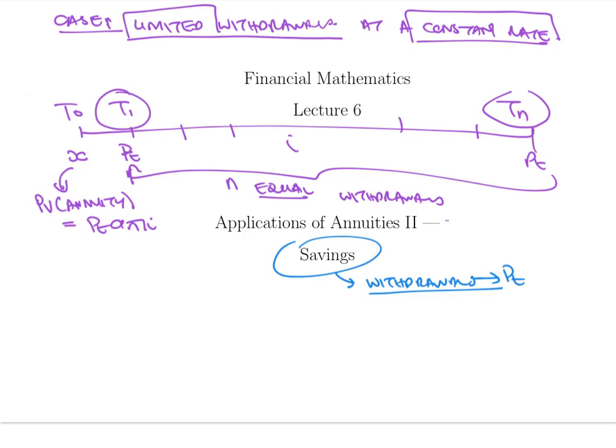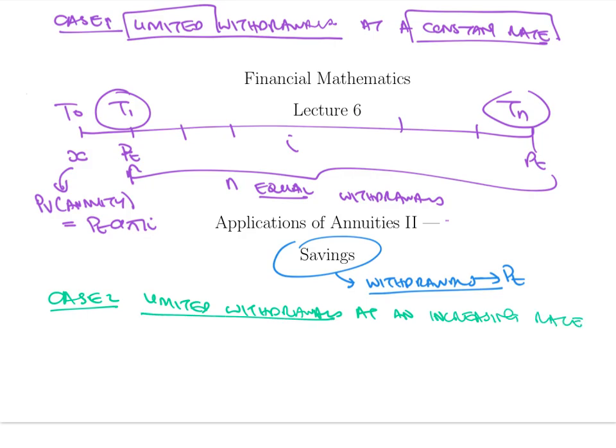And then the second case, which was case 2. In case 2, I had limited withdrawals, but now these withdrawals were increasing. So they're limited withdrawals at an increasing rate. Again here, I'm withdrawing from my account for a fixed period of time, but the amount that I'm withdrawing is increasing from withdrawal to withdrawal. So this is called a growing withdrawal. It's a growing annuity, right?